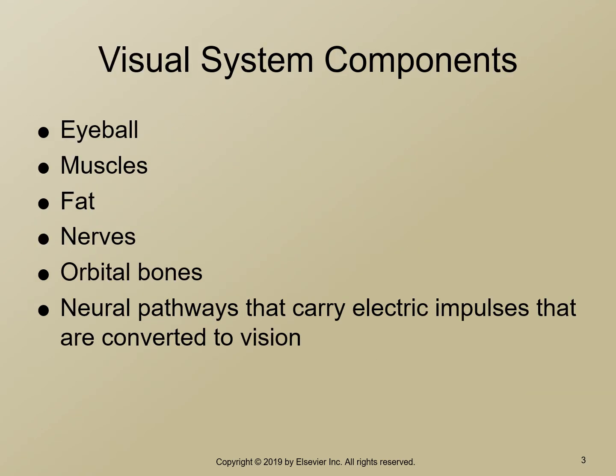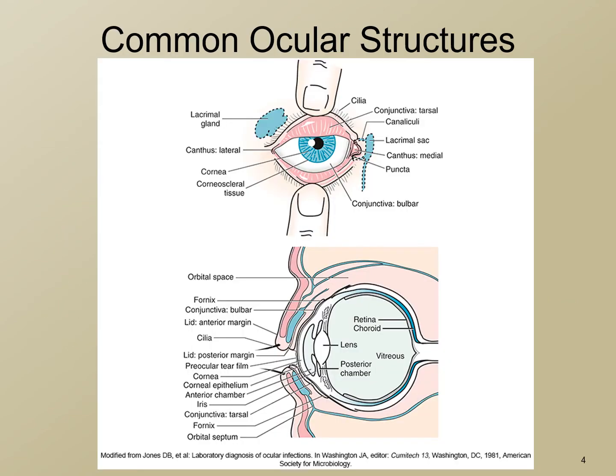So before we jump into the diseases and the infections, first we need to talk about the components of the visual system. The components include the eyeball, the muscles, fat, nerves, orbital bones, and the neural pathways that carry electric impulses that are converted to vision. This is a diagram taken from the textbook showing common ocular structures.